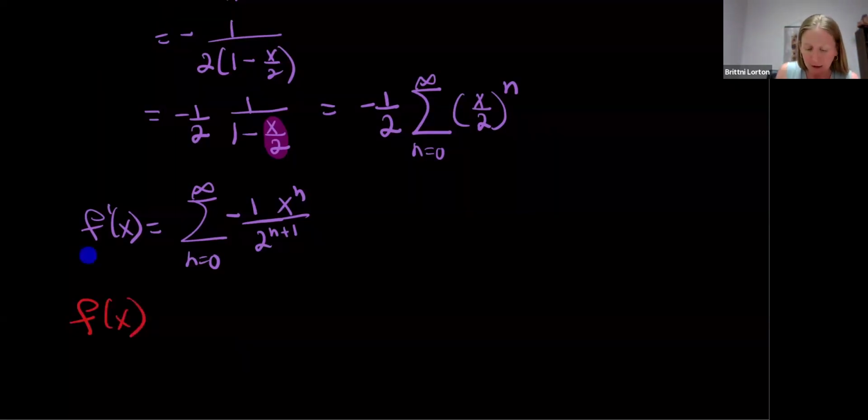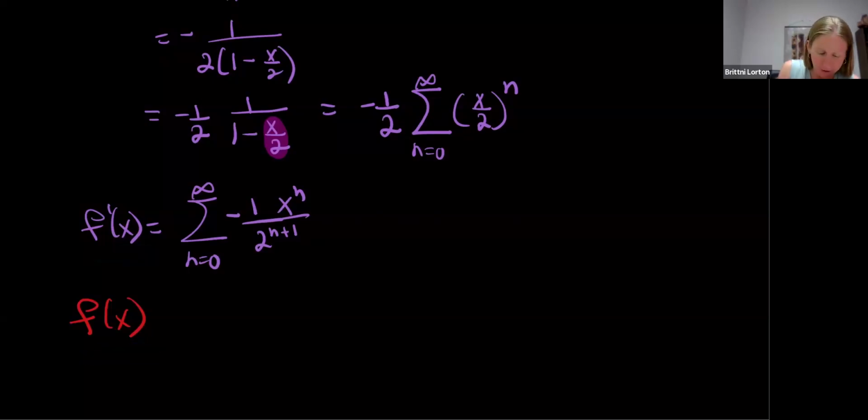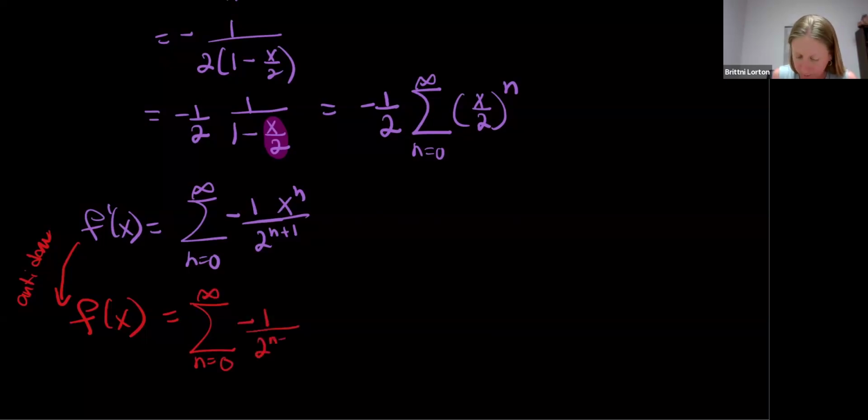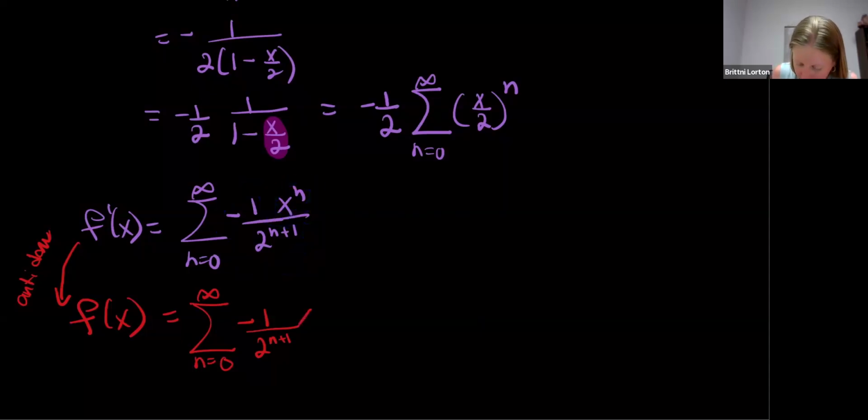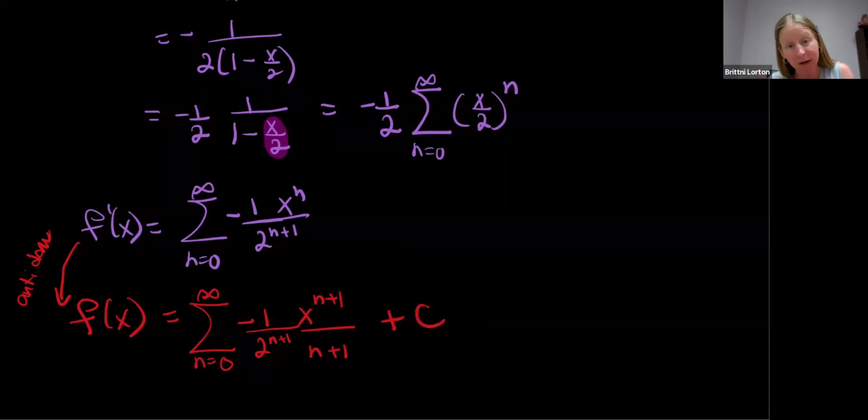If I have f prime, but I need f, the only way to do that is to find an antiderivative. So we'll go ahead and take the antiderivative, or the integral, of both sides of that equal sign. Okay, and that's what we'll do. So I'm going to end up with the sum from n equals 0 to infinity. The -1 over 2 to the n plus 1 is just a constant multiple, so it stays. So we're taking the antiderivative of the x's, though. So then that'll become an x to the n plus 1 over n plus 1. Cool, but remember, when you do an antiderivative, there is that plus c, so I have to be careful with that.